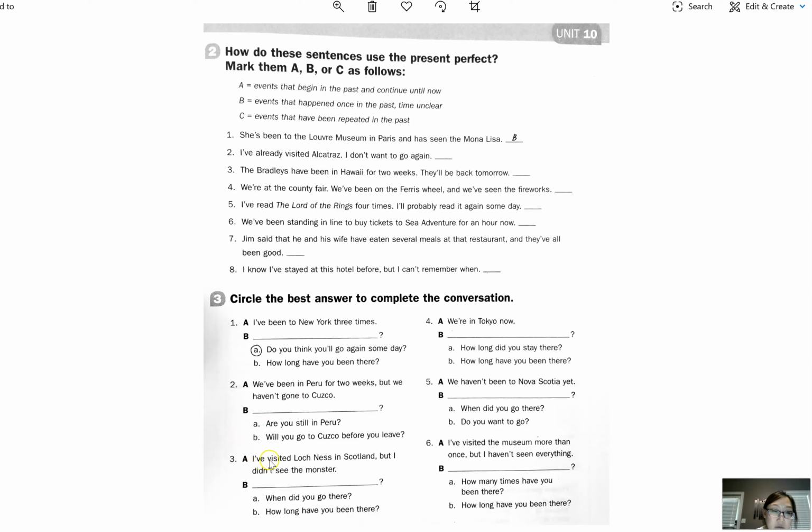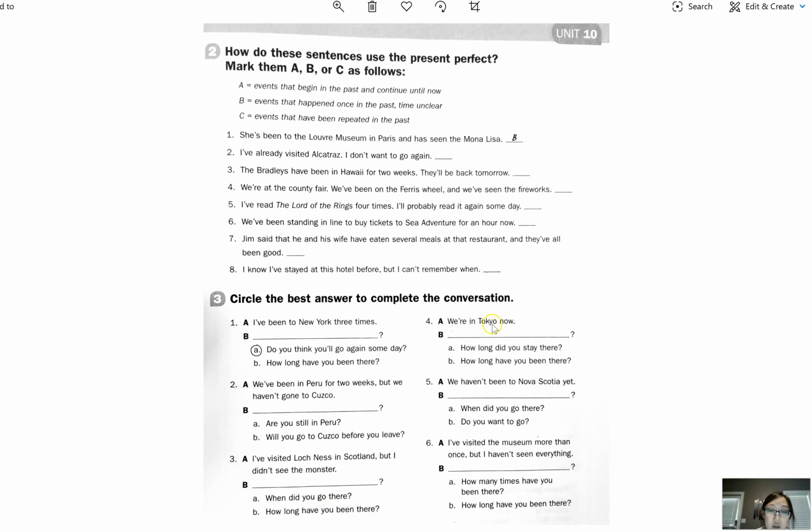Number 3, I've visited Loch Ness in Scotland, but I didn't see the monster. So the best response is, when did you go there? Because this person is not still in Scotland, so B is incorrect. When did you go there?